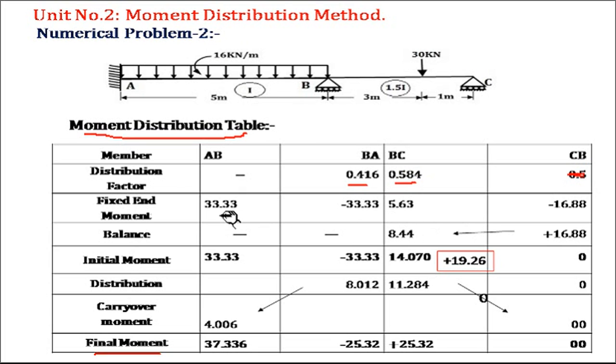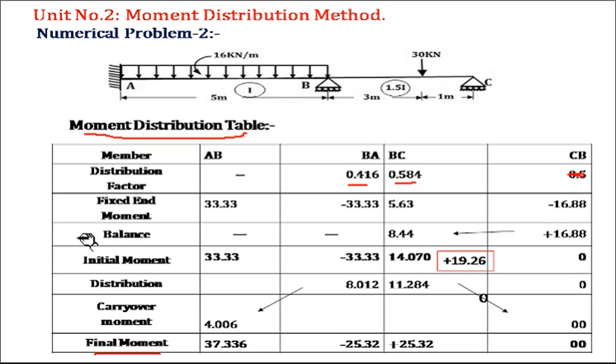Now the next row is fixed end moment. I have already found the fixed end moments. For member AB it is 33.33. Fixed end moment for member BA is minus 33.33. Fixed end moment in member BC is plus 5.63. And fixed end moment in member CB is minus 16.88.